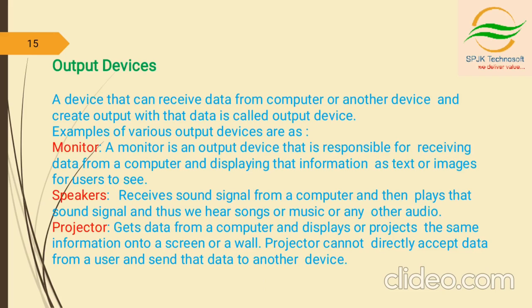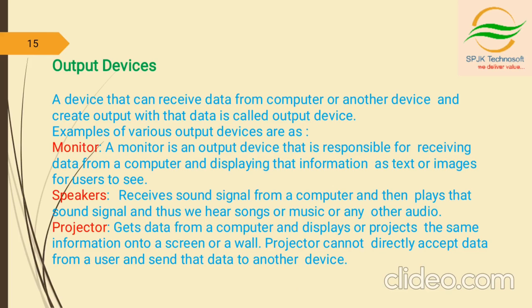Next, coming to the output devices. An output device can receive data from the computer or another device and create output with the data. The various output devices are monitor, speaker, projector. Monitor is an output device that is responsible for receiving data from your computer and displaying that information as text, images, files or PDFs, whatever it is. Whatever the monitor displays, we can see that output on the monitor. It gives the output, like showing the result.